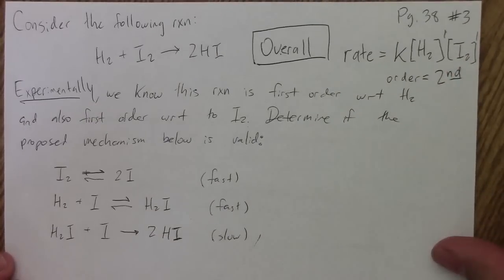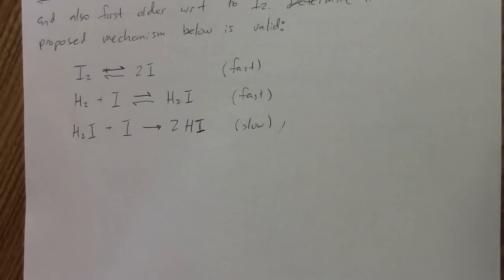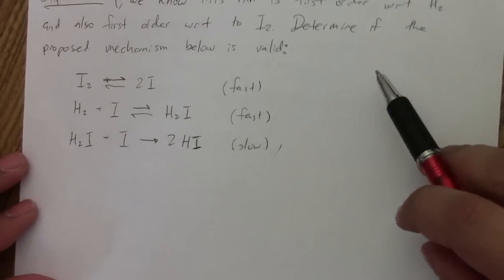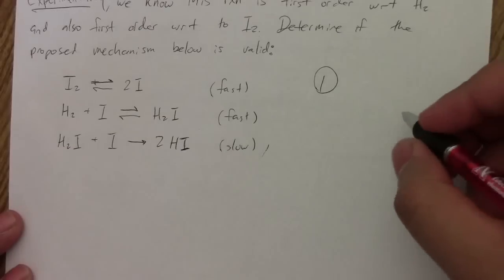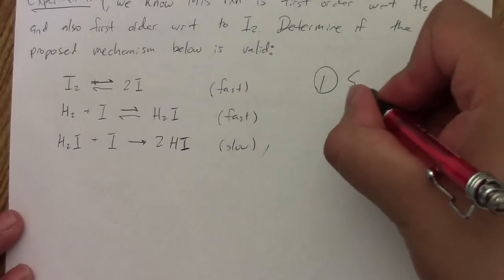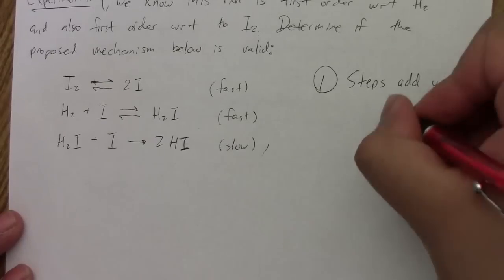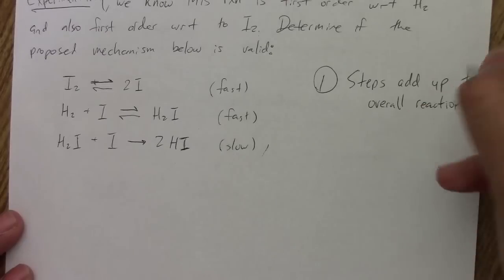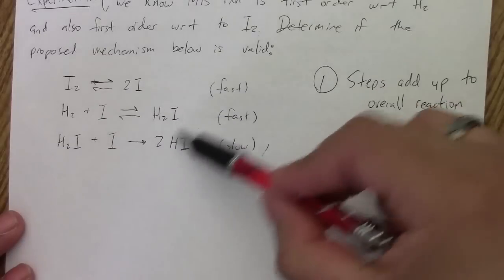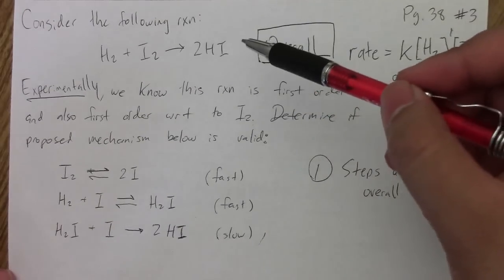All right, so we have a couple of things we're going to work on in this problem. There are two things that have to be satisfied in order for our proposed mechanism to be valid. Number 1, we need to make sure that the steps add up to the overall reaction. Pretty simply, if we have all these steps over here and they don't add up to our overall reaction, then it's kind of like, well, what are we doing here in the first place?